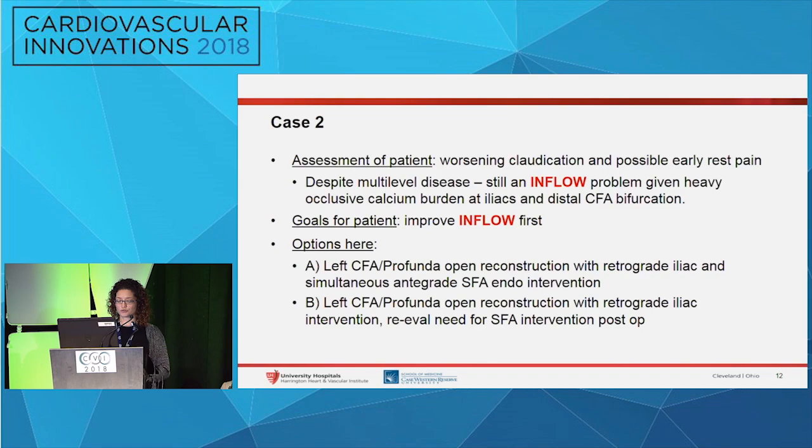One was to approach the groin, do a left common femoral and extensive profundoplasty with reconstruction, and at that same time do a retrograde iliac approach, and possibly go ahead and address the SFA at the same time, or do the extensive inflow procedure to the profunda and iliac and then save the SFA for later.